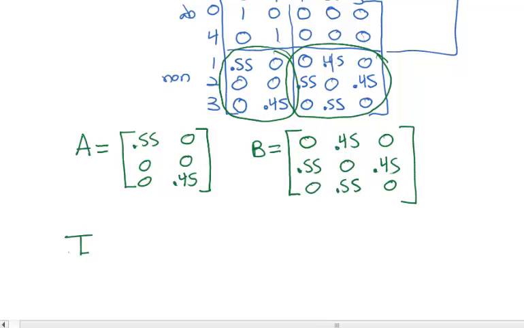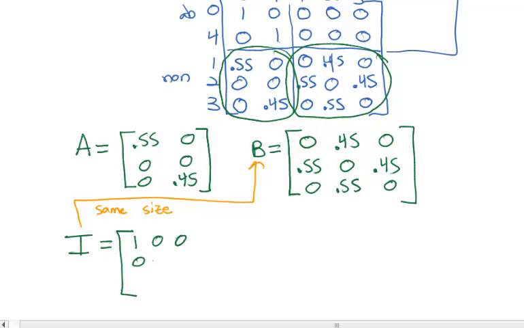In order to do this on our calculator, we're going to need an identity matrix that matches the B matrix in size. It's the same size or same dimension as the B matrix. So the identity matrix is 1, 0, 0, 0, 1, 0, 0, 0, 1. The other matrix we need is F. Remember, F is I minus B inverse. We're going to have the calculator do this part for us.